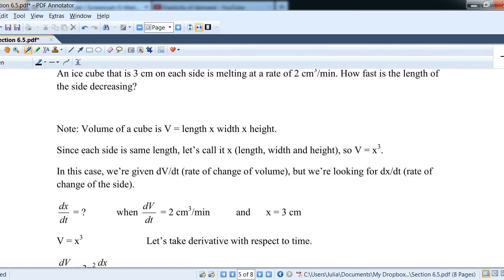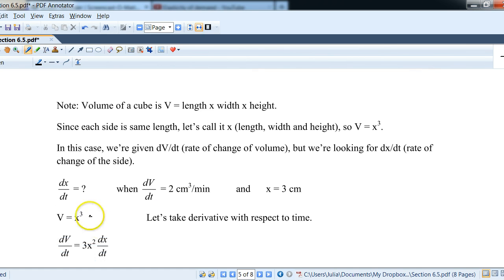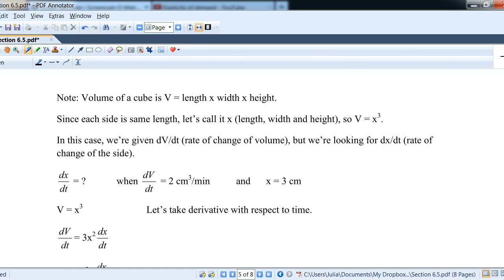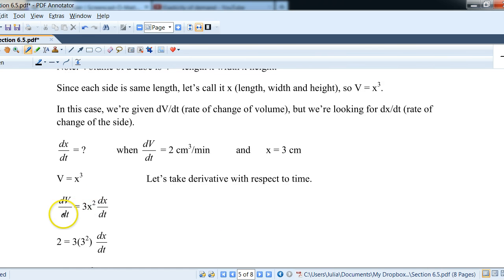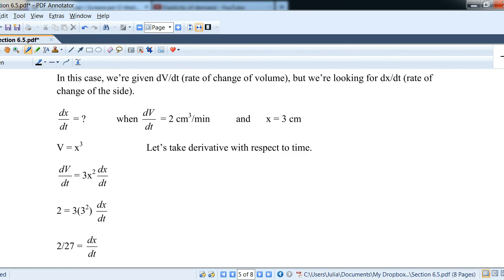Okay? So you take the volume equation, V equals x cubed, and you differentiate. So you'll get dV/dt equals 3x squared times dx/dt. And we can plug everything in. So dV/dt was 2 equals 3 times 3 squared. So I believe you'll get 2 over 27.